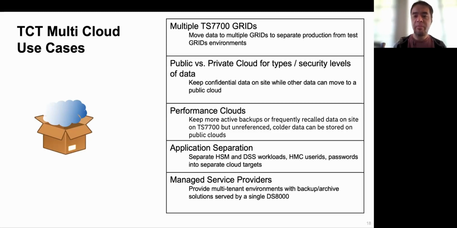You can separate your clouds by performance, so that the more active and most frequently used data is probably kept on the 7700, but other data that is less referenced, or colder data, can be stored on public clouds. You can even separate by application. So now you can have one cloud that is defined to be used for HSM and DSS workloads, and for other types of clouds, you can separate them by defining different user IDs and passwords in different cloud targets.